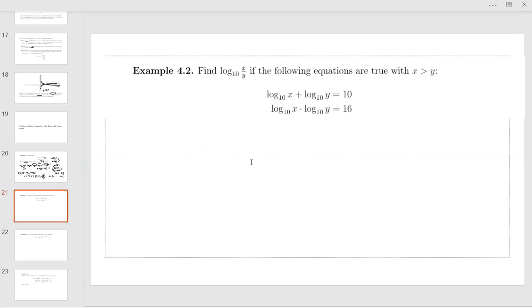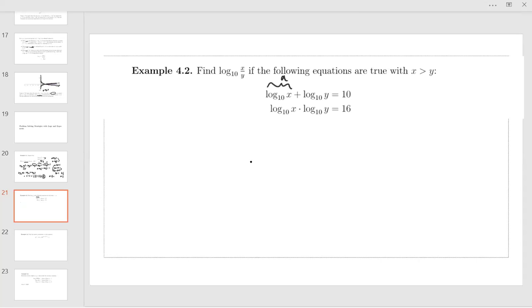So now let's go over another example. Again, we're going to call this a and this b. So we have a plus b is equal to 10, and a times b is equal to 16. We can rearrange this to get a is equal to 10 minus b. Plugging this into the second equation, we have (10 minus b) times b is equal to 16.